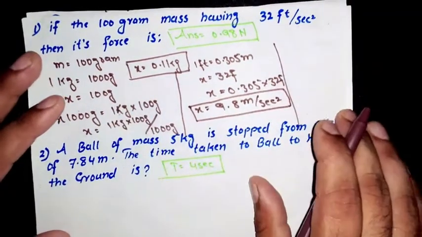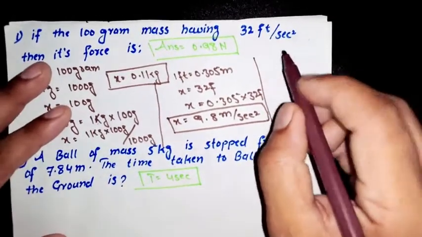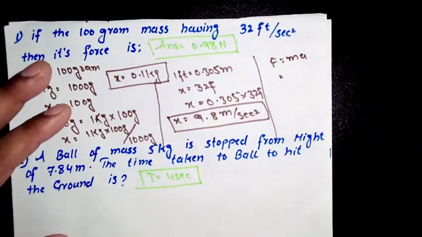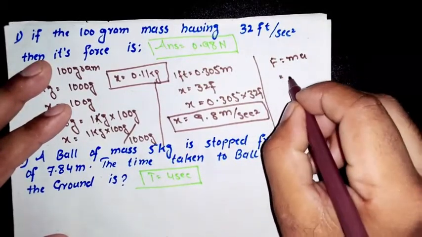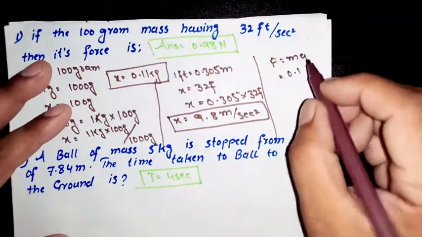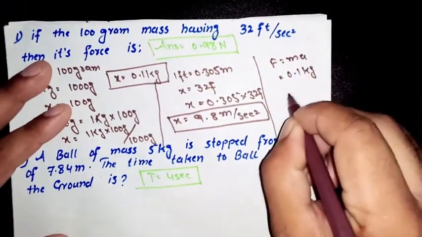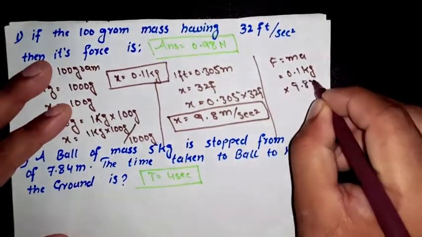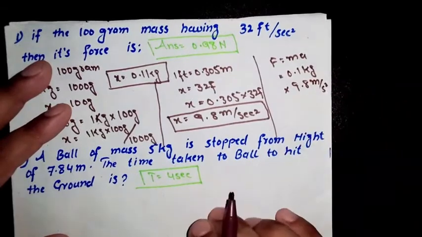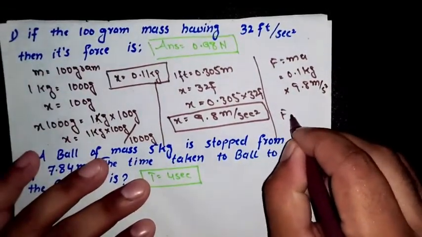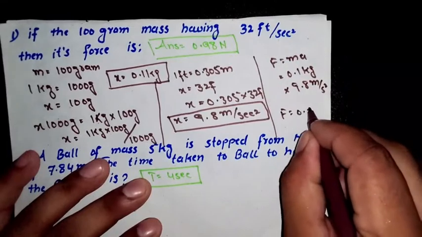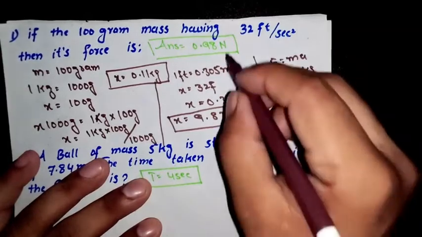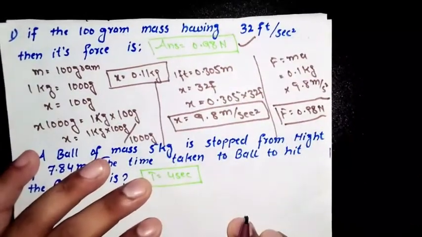Now we will find the force. So we know that F is equal to ma. The mass in kilogram is equal to 0.1 kg multiplied by the acceleration, which is equal to 9.8 meter per second square. So the force is equal to 0.98 Newton. This is the correct option. Force is equal to 0.98 Newton.